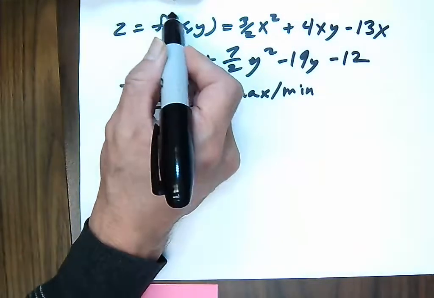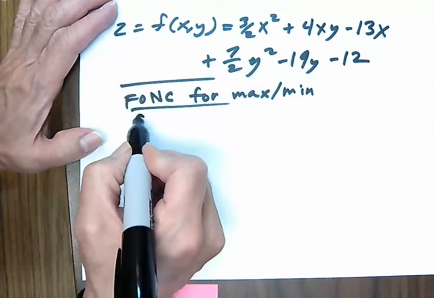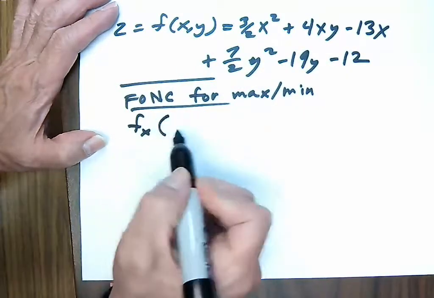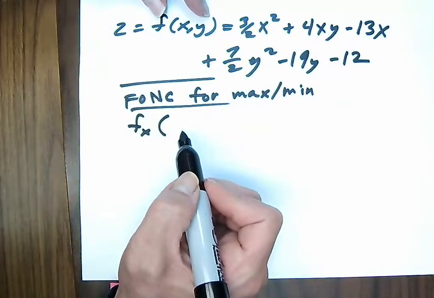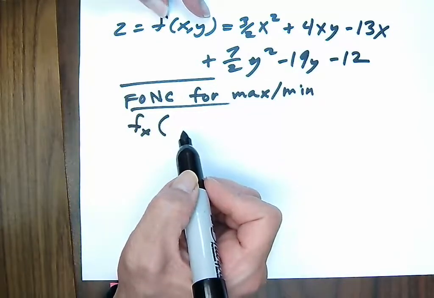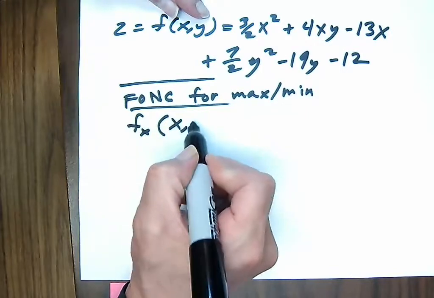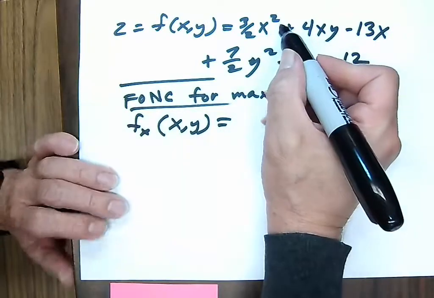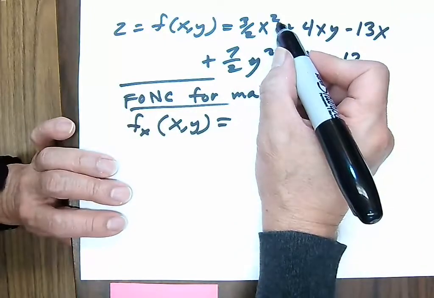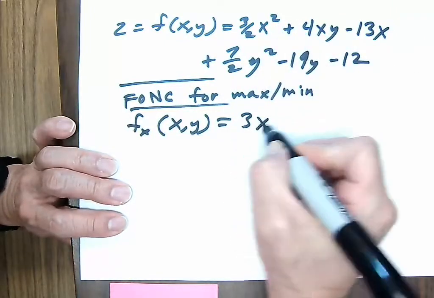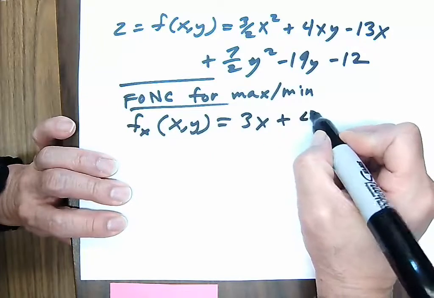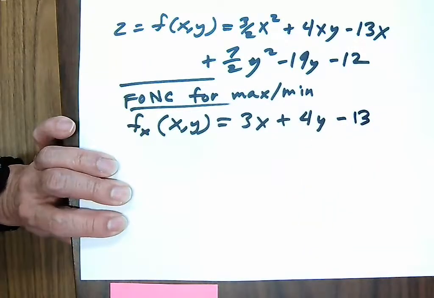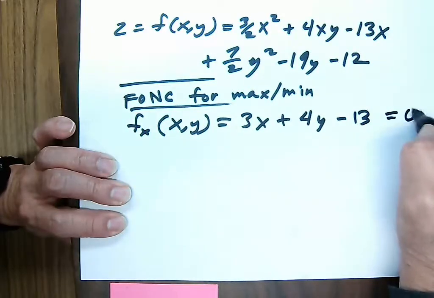We're going to look at the partial of f with respect to x, and our notation is just fx, and that partial derivative will be a function of the same variables that the original objective function was a function of, x and y. So let's just try to keep everything in order here. And what is that partial derivative equal to? Well, term by term, it's equal to 3x plus 4y minus 13, and set that first order partial derivative equal to 0.